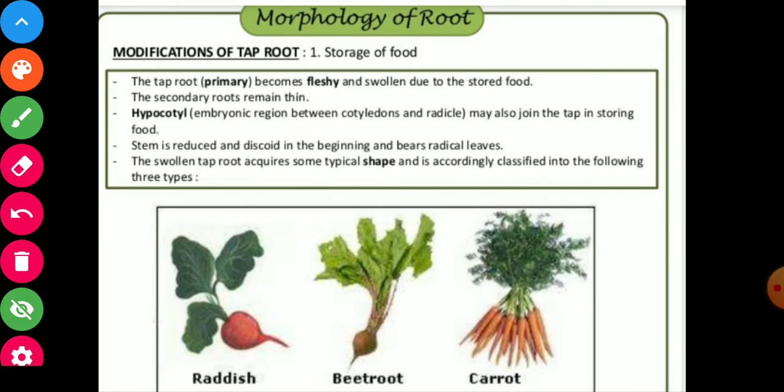Here are modifications of root as storage food. They are fleshy, they store food, they swell up due to the storage of food. So you can see the radish, beetroot and carrot. These are some roots which are modified to store food.